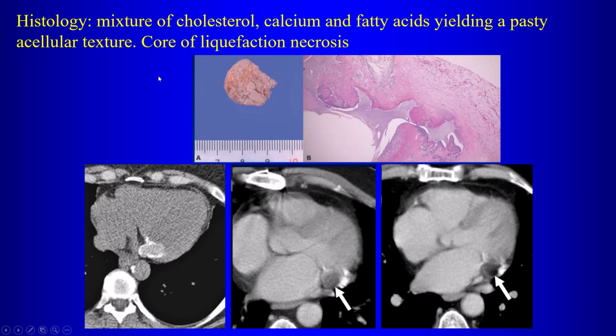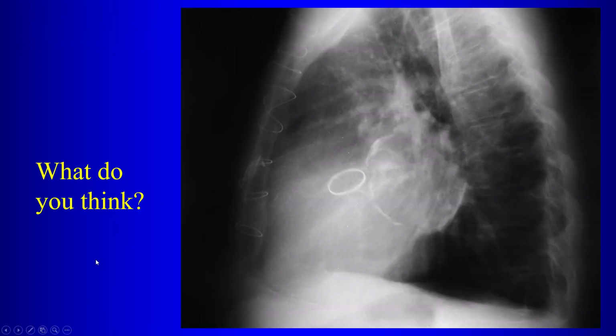So it's a mixture of cholesterol, calcium, and fatty acids yielding a pasty acellular texture. There's a core of liquefaction necrosis, and so we may have this kind of round mass-like lesion with calcification within the mitral valve annulus, and it may have regions of lower attenuation resembling fat as a result of that liquefaction necrosis.